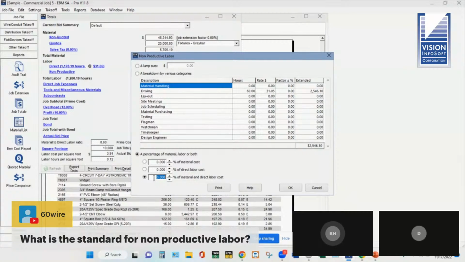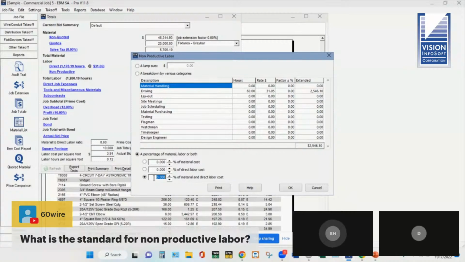In theory, your labor units cover your normal non-productive labor. You really are trying to compensate here for things that are over and above normal. So if you've got a job that's going to require more material handling than normal, then you want to put some time in for that. A good example would be if your material is stored off-site or you've got a multi-story building, you're going to have more material handling just to get things up and down the floors. So the answer to that question is no, I don't think there's a standard, although most estimators, based on their experience, will know how much to adjust for particular types of jobs.